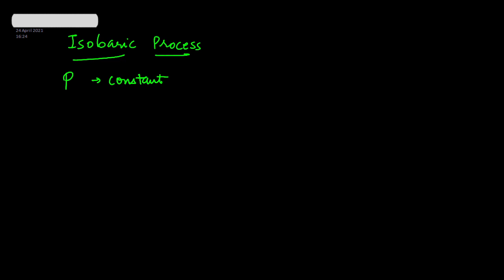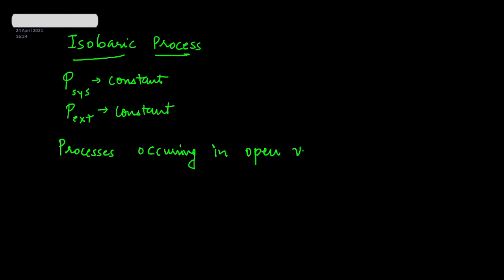And if we consider quasi-static, that basically should mean that external pressure should also be constant. Do you understand what I'm saying? If we consider quasi-static, we should have the external pressure also to be constant. So આવું ક્યારે થાય? In what kind of real situations can we have this? Well, it is where you have processes occurring in open vessels, that is under atmospheric pressure.